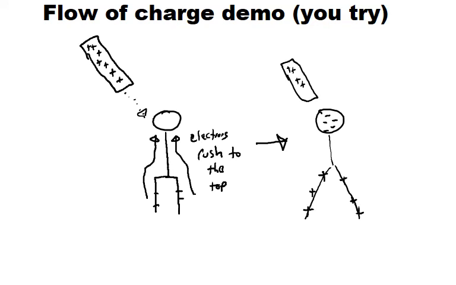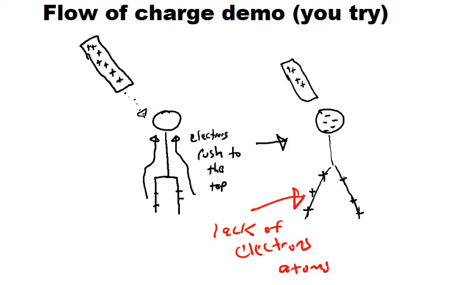And what does it mean that something is positively charged, right? It doesn't mean that it has more protons. It just means it has a lack of electrons, leaving the atoms positively charged. That's what that means, is that the plus sign represents atoms that are positively charged.